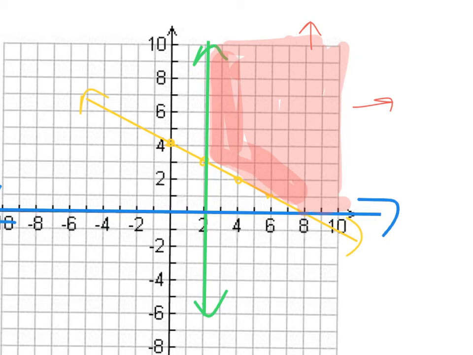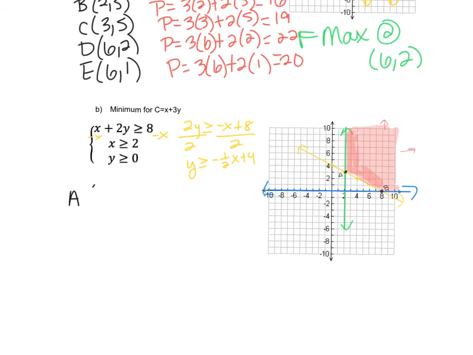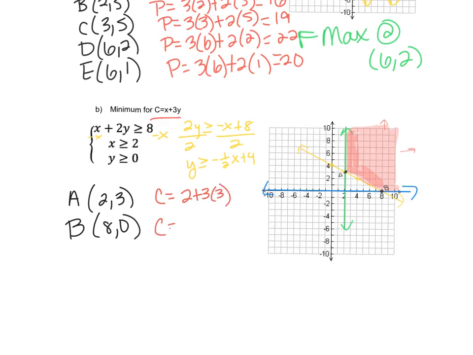So how many vertices are there on this? Well, to me, it looks like there's only 2. There's one here, we'll call it A, and then one here, let's call it B. So if we have the point A at 2, 3, and B at the point 8, 0, and we're plugging it in for C equals x plus 3y, C equals 2 plus 3 times 3, C equals 8 plus 3 times 0. That would give me 11, and this would give me 8.